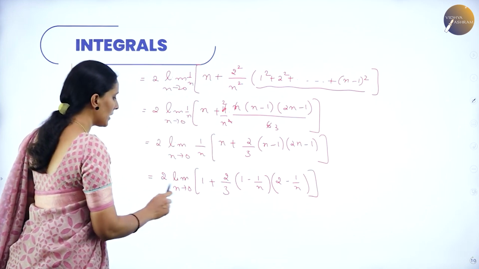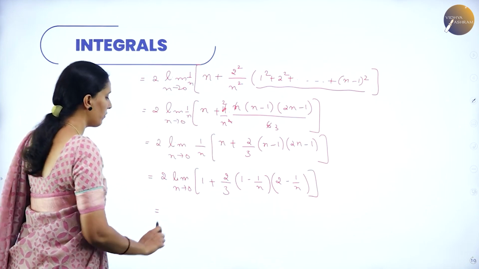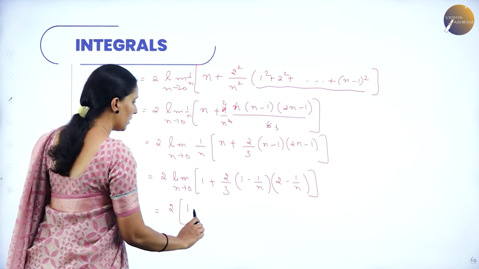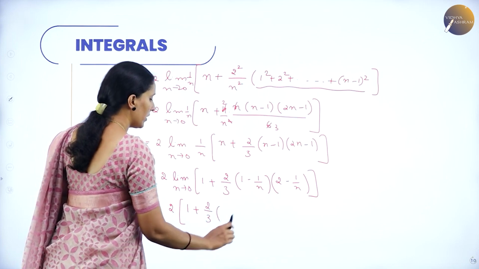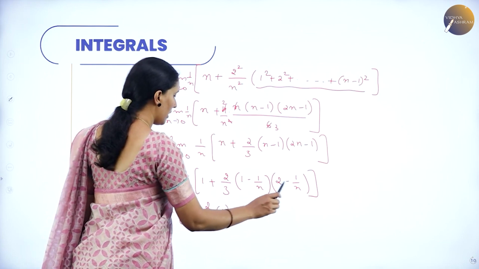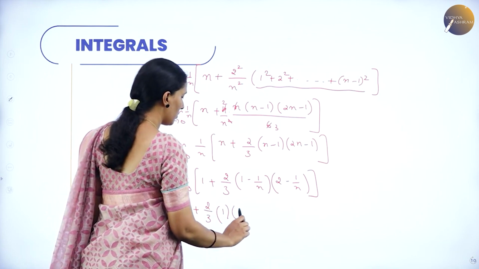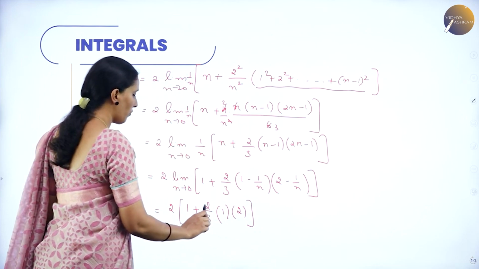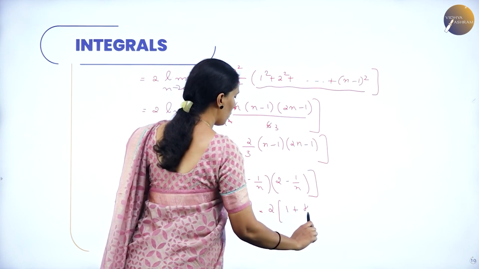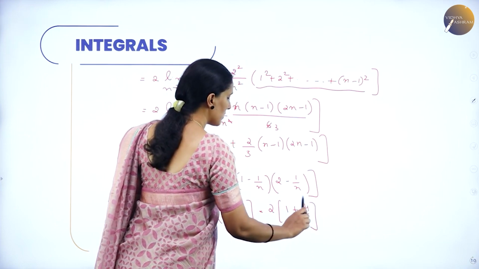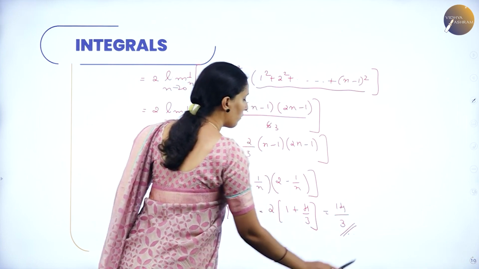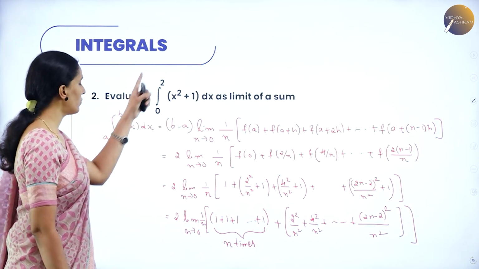Now let us apply the limit as n tends to infinity. If you apply the limit here, then it is 2 into 1 plus 2 by 3. 1 by n is 0. So therefore it is 1. Next here, again we will get 2. So 2 2's are 4, 4 by 3. So next here we have 2 into 1 plus 4 by 3. So next it becomes 7 by 3. So the value finally becomes 14 by 3. So therefore 14 by 3 is the value of this result.